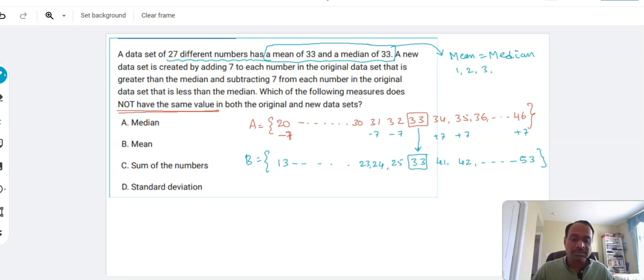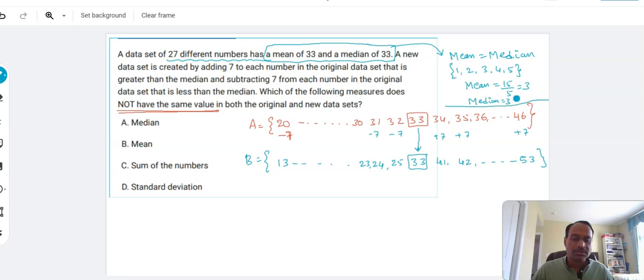Example, if I select 1, 2, 3, 4, 5, in this case, the mean value, that's the average value, is 1 plus 2 plus 3 plus 4 plus 5, 15, divided by 5, which is 3. Median is also 3.